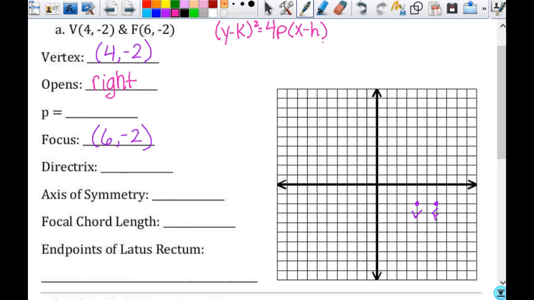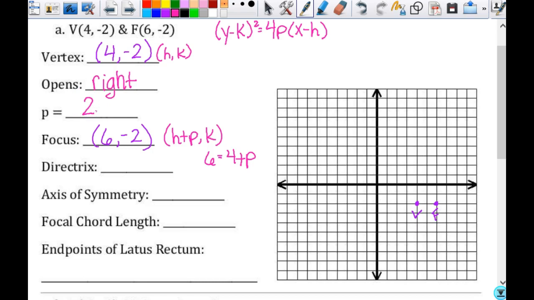So I already have h and k. That's what this is right here. This is h, k. So I got that much. I need p. Well, the focus is just h plus p, comma k, right? That's how we know what that is. So I know that 6 has to equal h, which is 4, plus p. So what's p? 2. Okay.